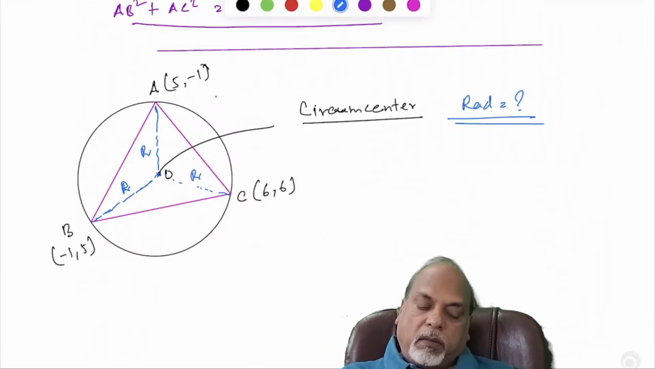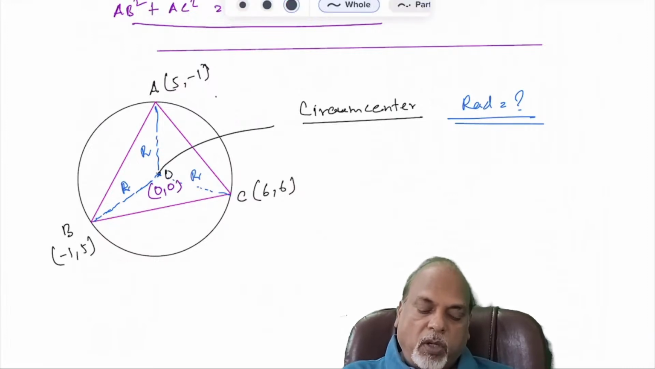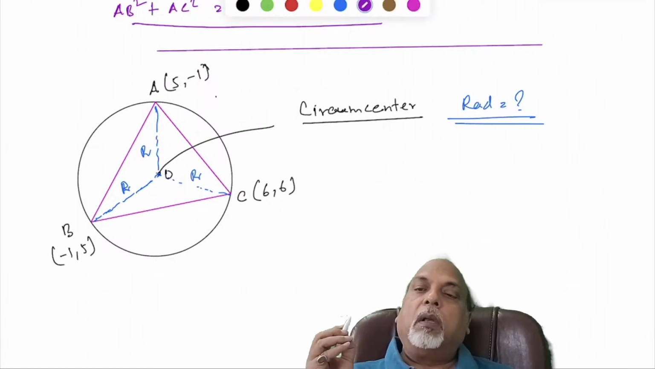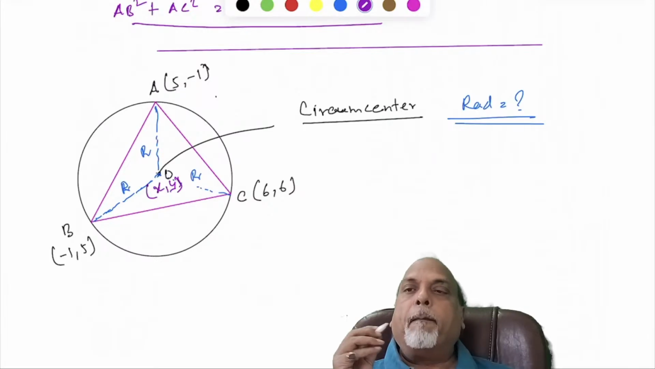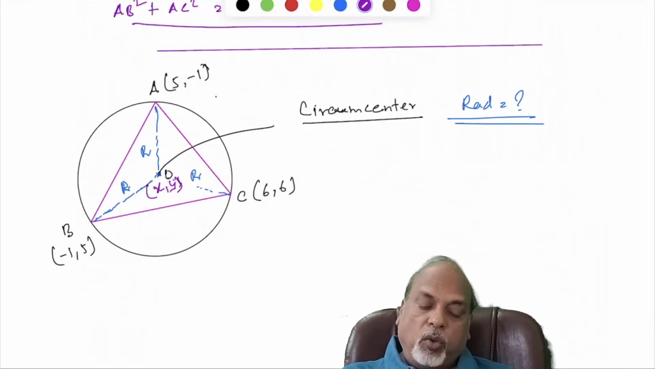Let us suppose this is the origin. Oh, sorry, no, you cannot assume, because you have to find out this. Suppose it has got a coordinate x, y. Correct?